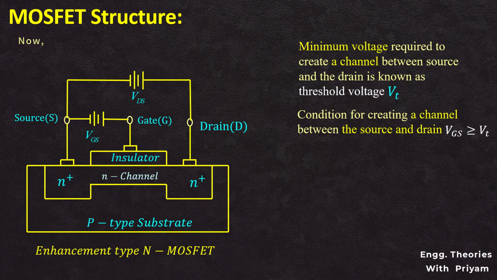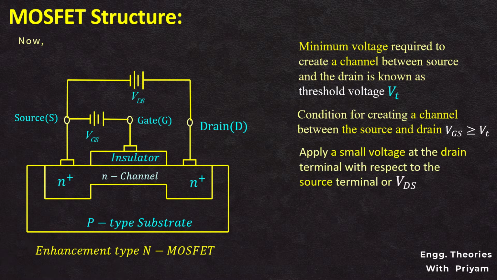After creating a channel between source and drain, if we apply a small voltage at the drain terminal with respect to the source terminal, or if we apply VDS, then a current will start flowing from drain to source, and this current is known as drain current or ID.